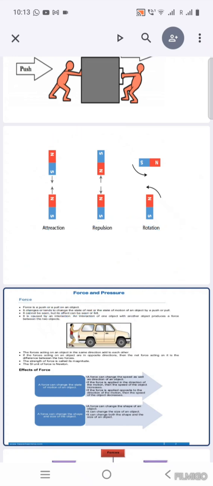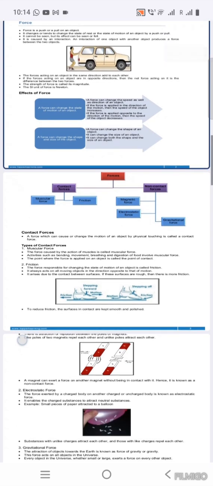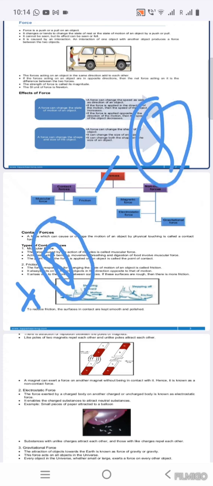Similarly, another non-contact force is electrostatic force. This force acts between charged bodies. When two bodies are charged, if they have like charges, meaning similar charges, then there is repulsion, and when they have opposite charges, then there is attraction. Basically, charge is of two types: positive charge and negative charge. Plus q and minus q are the symbols of charge.